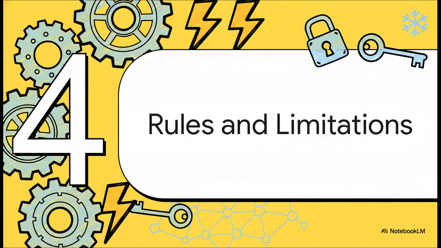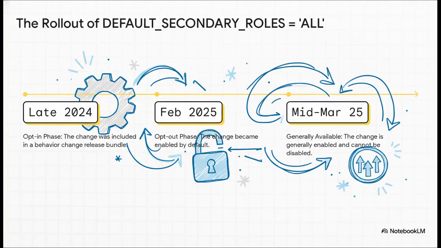All right, so every superpower has its rules, right? Its kryptonite. And to use secondary roles safely and effectively, there are a few really critical things you've got to know, especially because of some pretty big recent changes from Snowflake. So Snowflake recently pushed a fundamental change to how secondary roles work by default. It wasn't just a flip of a switch. They rolled it out in phases. There was an opt-in phase, then an opt-out phase where it became the default, and by about mid-March 2025, this new way of working became generally available for everyone.